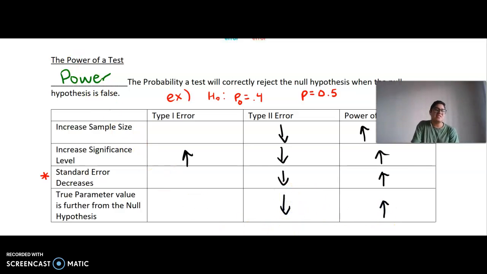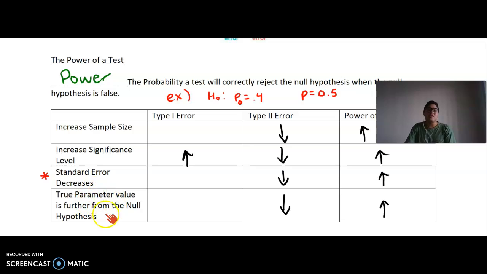So the true parameter being further from the null is going to increase the power and decrease the type 2 error. So you can see these different relationships exist, and in case you forget that, no worries, this typically shows up in the multiple choice section. But those are just some different ways you can increase the power of your test. You can increase the sample size, increase your significance level, and then increase the distance.